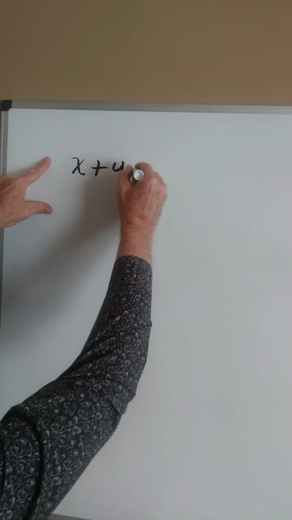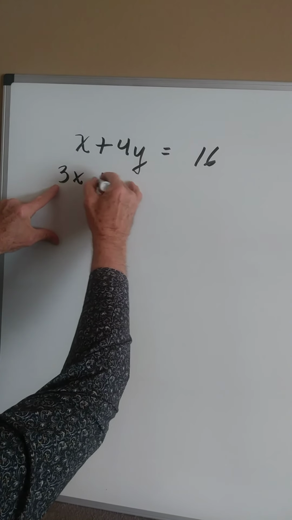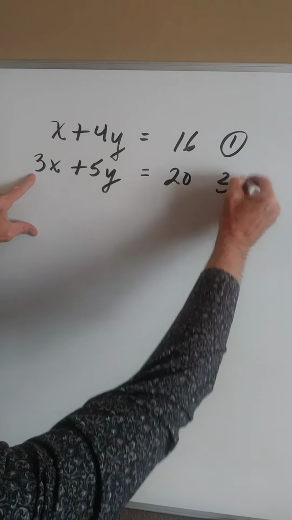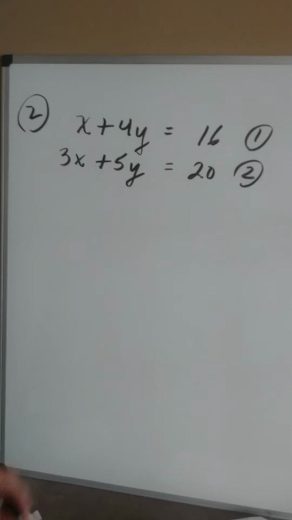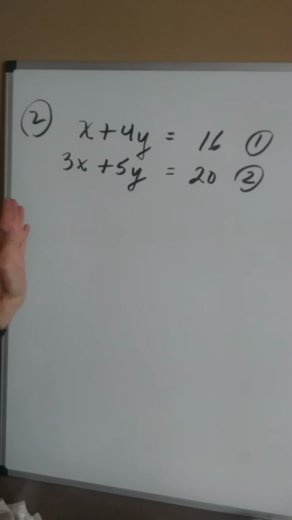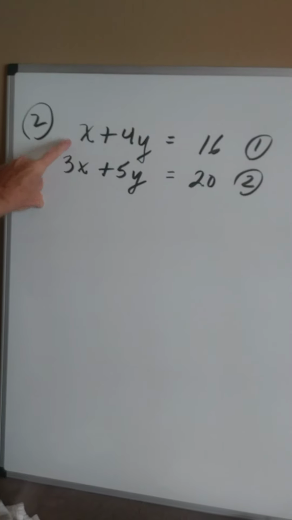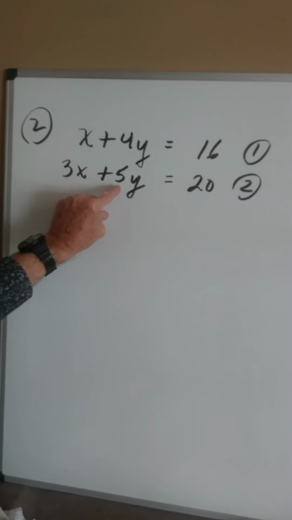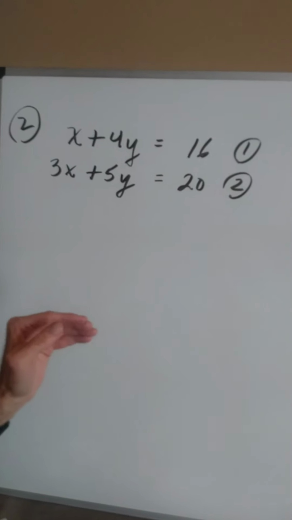x plus 4y is equal to 16. 3x plus 5y is equal to 20. Number 1, number 2. Notice, they're both written in standard form. Look at the coefficients of both x and y. That coefficient is 3, that coefficient is 1. They're certainly not opposites. That's 4 and that's 5. They're not opposites. When you don't see opposites, you have to create opposites.